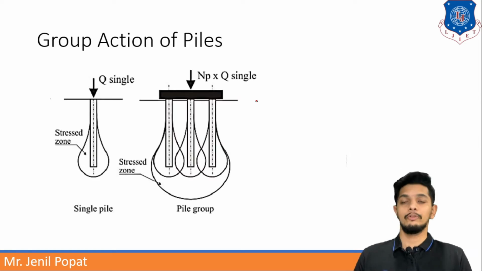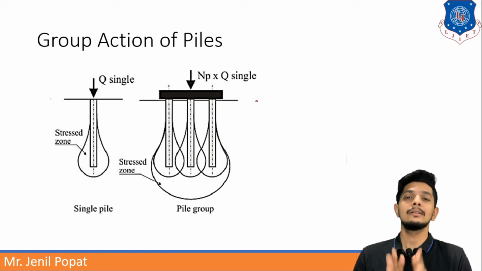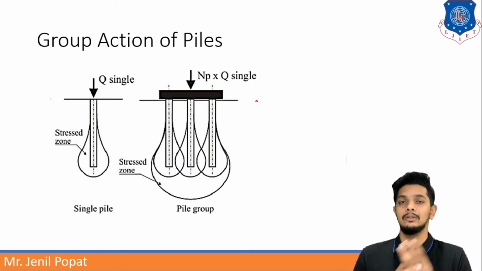So, group action of piles. Let us talk about piles now. If there is a column or a single unit or a wall, below that there cannot be one single pile, because driving one single pile is not very feasible, and driving it as vertical as possible is also very hard. So what is done in the field is that a minimum of 3 piles, or a group of 3 piles, is inserted in a triangular manner.